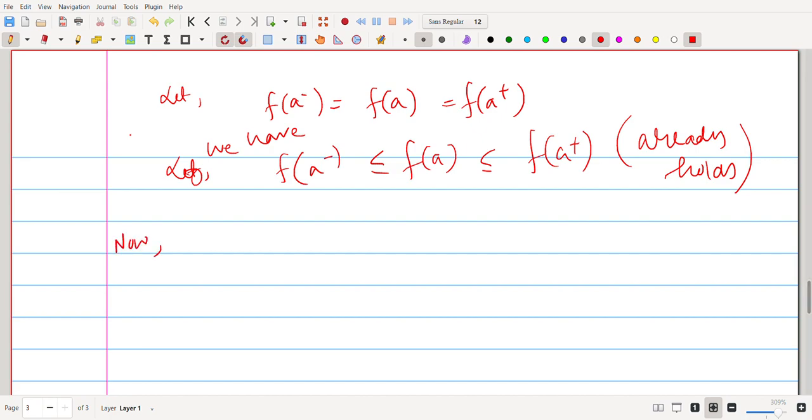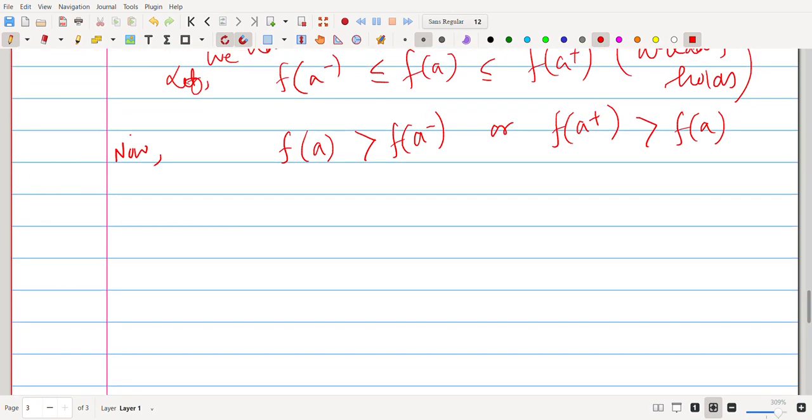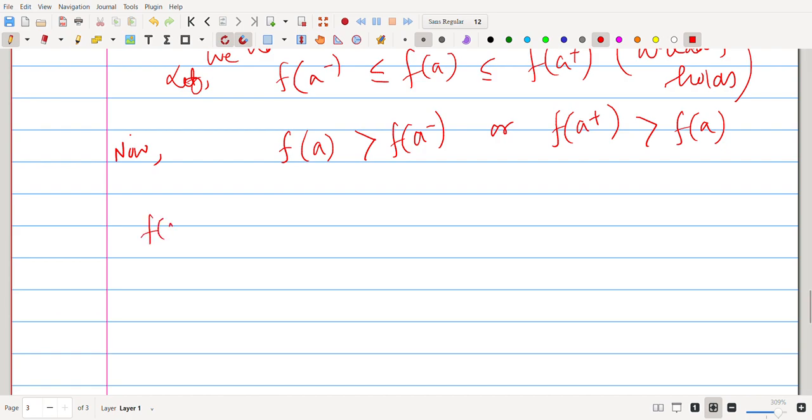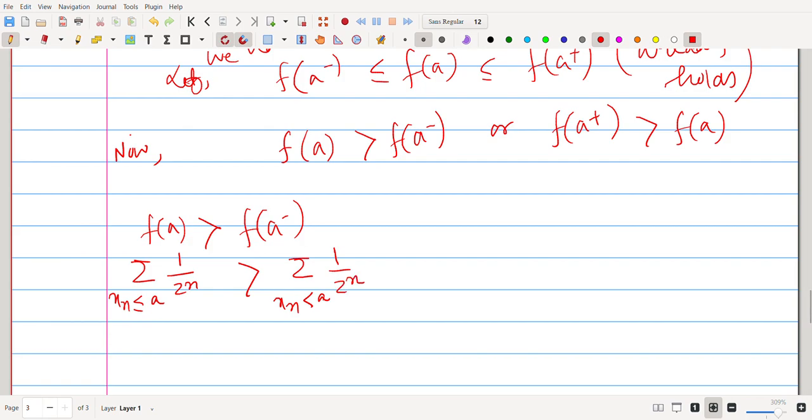Now, if this is discontinuous, that means either this or this must happen, right? If it is discontinuous, either this or this must happen. So let's first consider this case, f(a) greater than f(a minus). What is f(a)? f(a) means the summation over x_n less than or equal to a of 1 by 2 to the power n. This is strictly greater than the summation over x_n less than a of 1 by 2 to the power n.